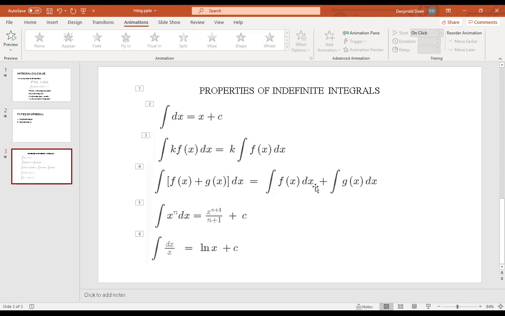minus. And we have the power formula, which is denoted as the integral of x to the power of n dx is equal to x to the power of n plus 1 all over n plus 1 plus c. And lastly, if the power is -1, or if we have dx over x, the integral is simply ln x plus c. So I'll stop my screen sharing here and proceed to the whiteboard.